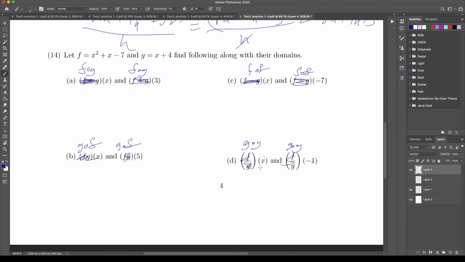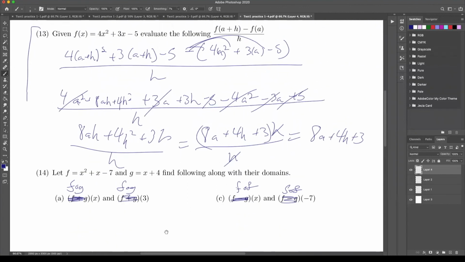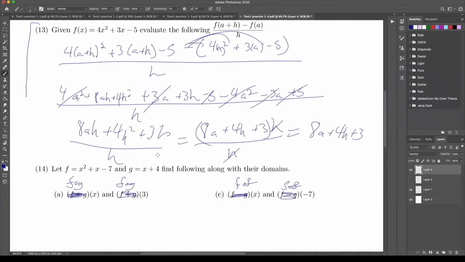Someone wants me to do, can you show 13 again? I'll do another example of 13. Oh, here, sure, I'll explain it slower. So here we're just going to take this. We're going to plug in a plus h. And so here I'll have 4(a plus h) squared plus 3(a plus h) minus 5.